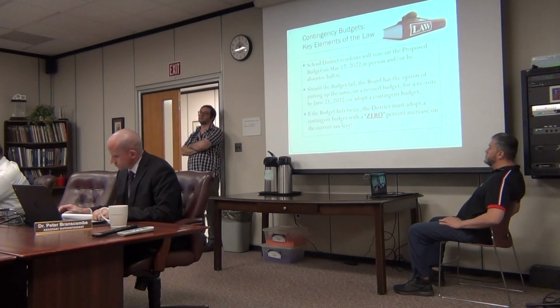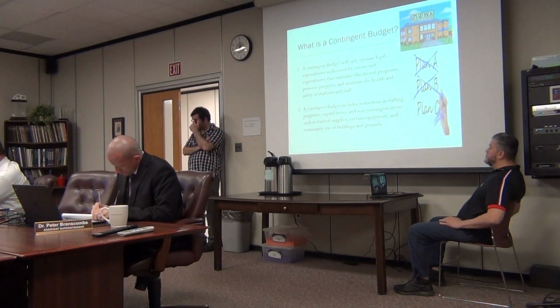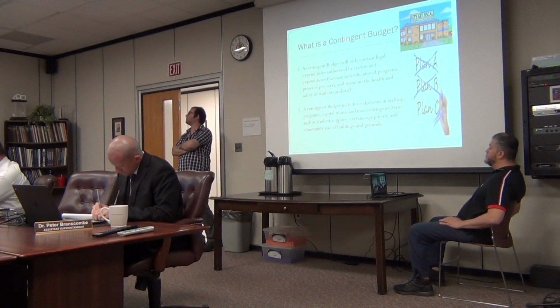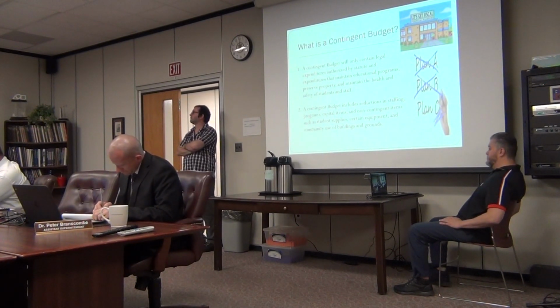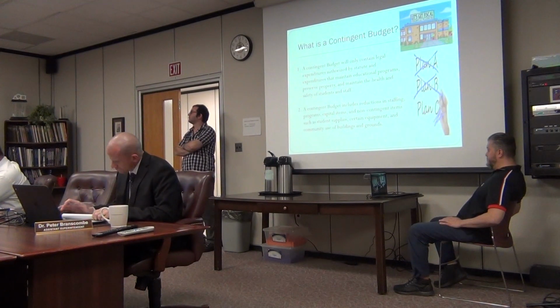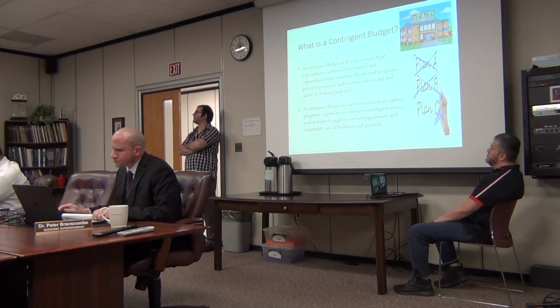If the budget fails twice, the district must adopt a contingent budget, which, simply explained, comes with a 0% increase on the tax levy. So what is a contingent budget? A contingent budget will only contain legal expenditures authorized by statute and expenditures that maintain educational programs, preserve property, and maintain the health and safety of students and staff. It will include reductions in staffing, programs, capital items, non-contingent items such as student supplies, certain equipment that do not deal with health and safety, and community use of buildings and grounds.